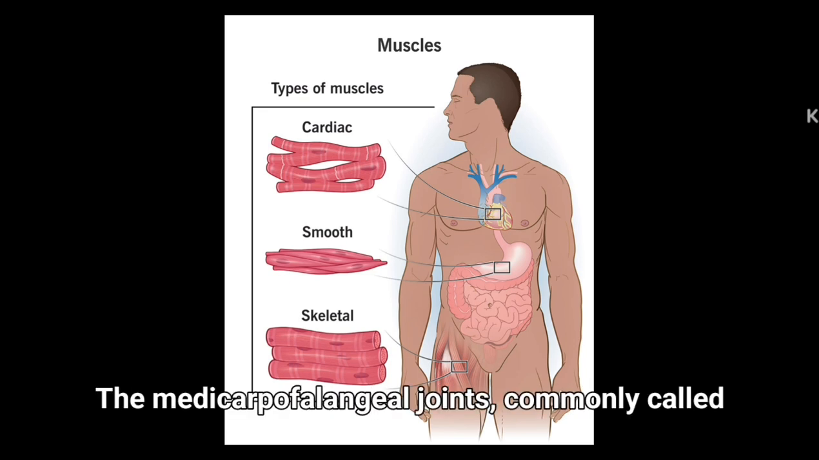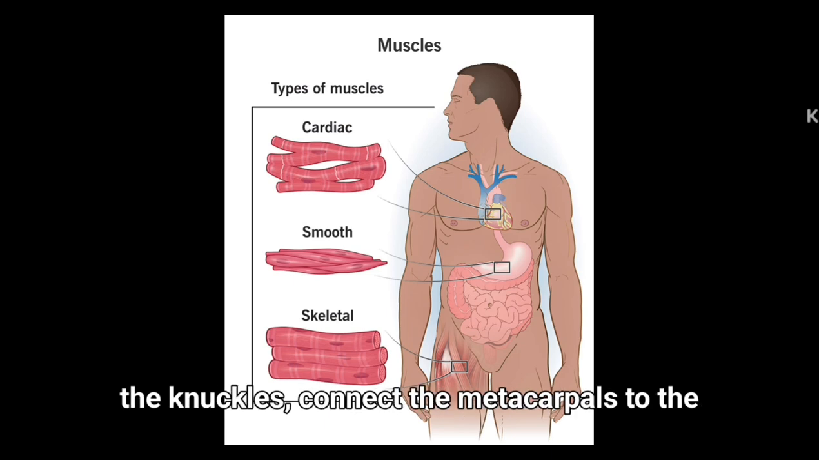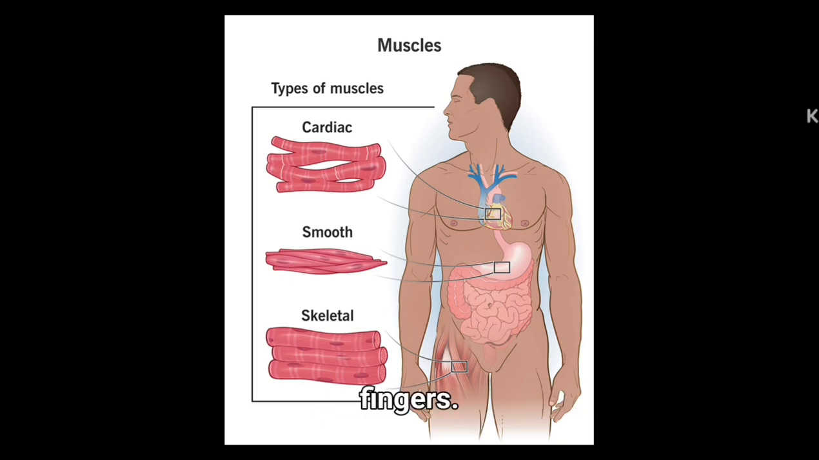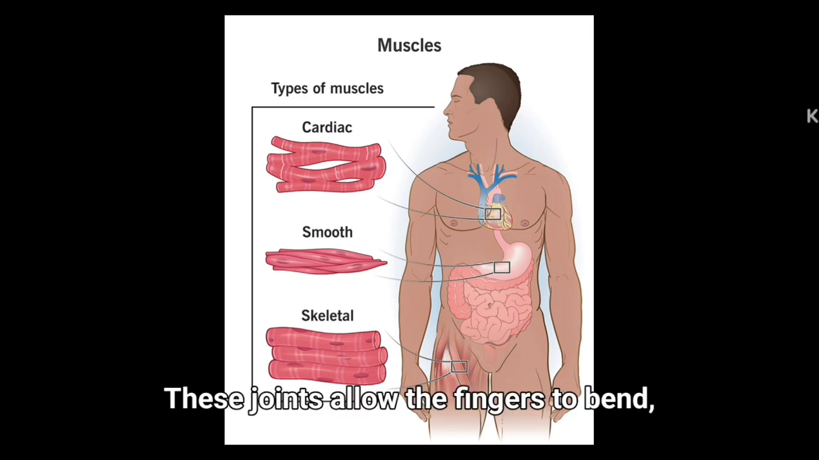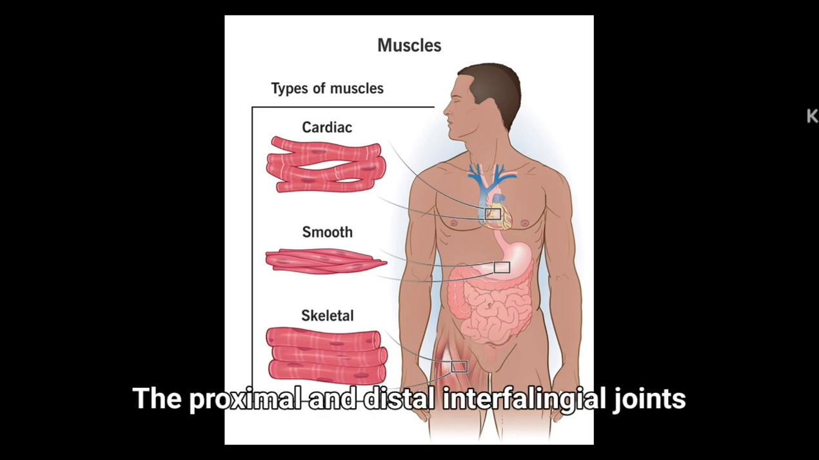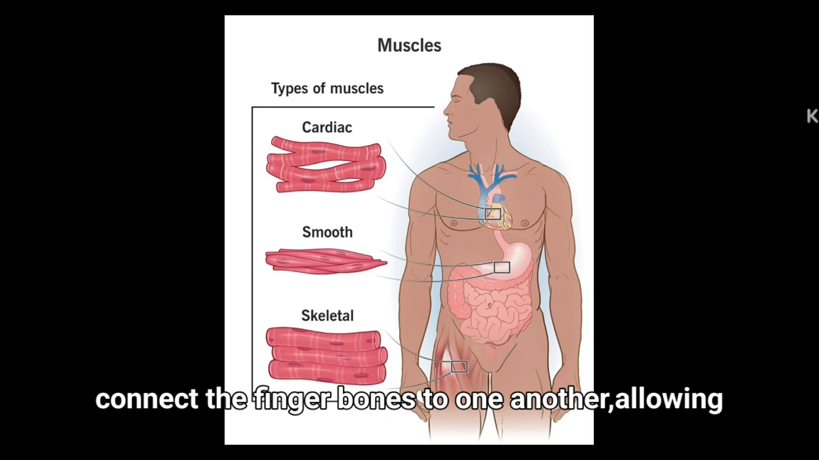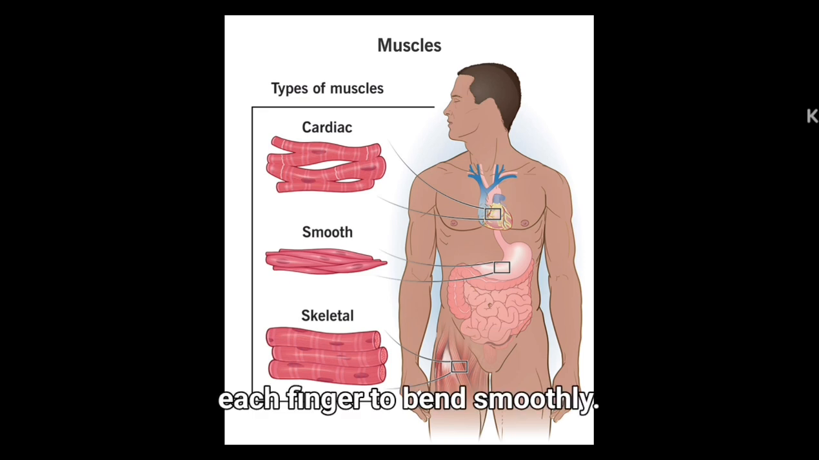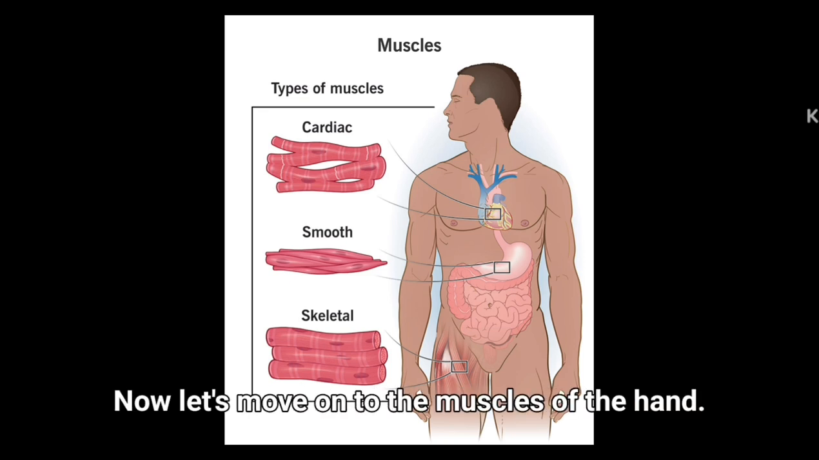The metacarpophalangeal joints, commonly called the knuckles, connect the metacarpals to the fingers. These joints allow the fingers to bend, straighten, spread apart, and come together. The proximal and distal interphalangeal joints connect the finger bones to one another, allowing each finger to bend smoothly. Now let's move on to the muscles of the hand.